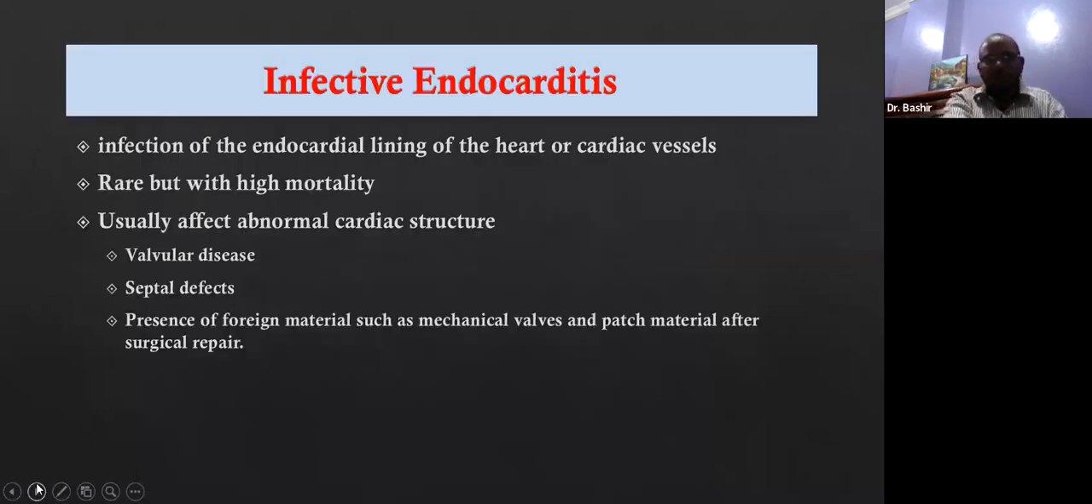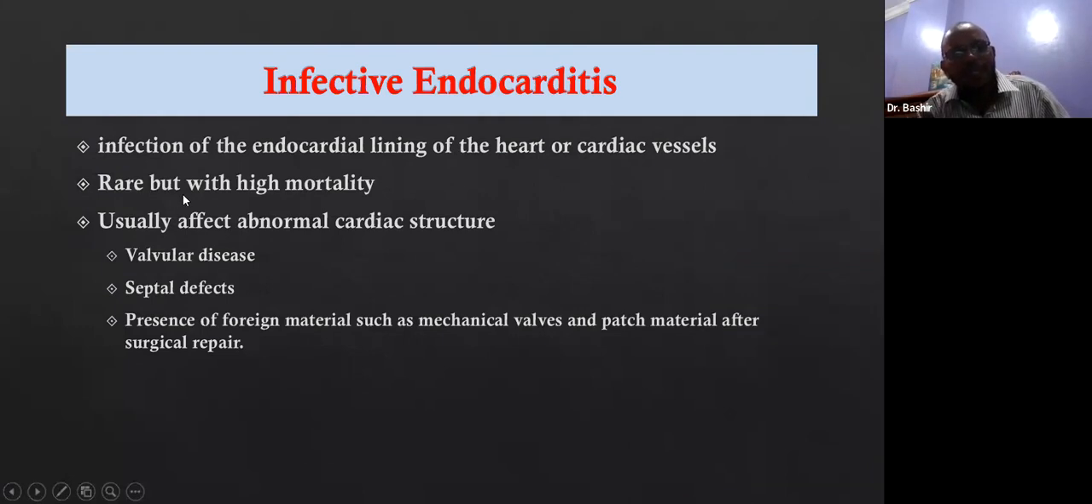The third acquired heart lesion is infective endocarditis. It is infection of the endocardial lining of the heart or cardiac vessels. If it is infection of the endocardial lining of the heart, it is called endocarditis. If the endocardial lining of the cardiac vessel, it is called endarteritis.